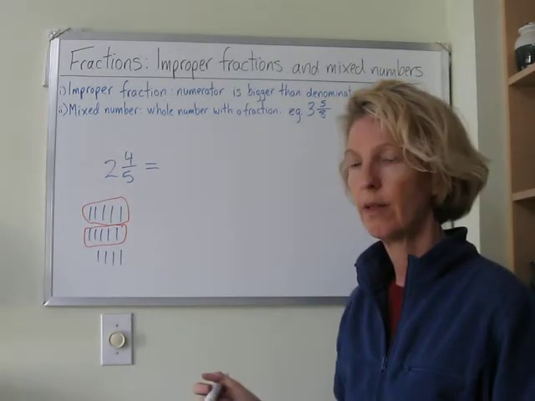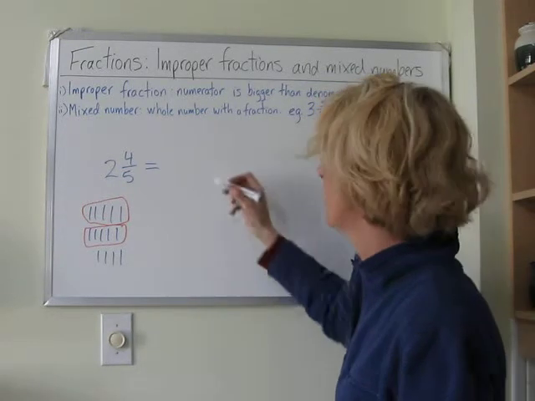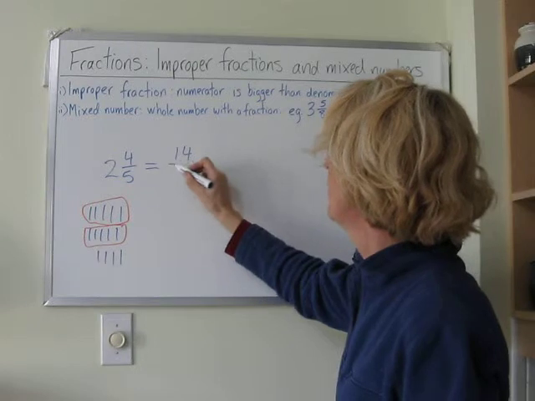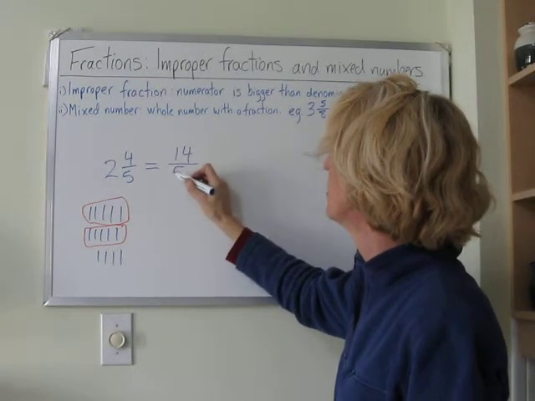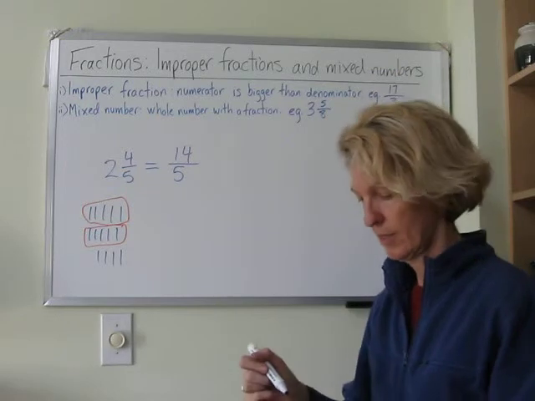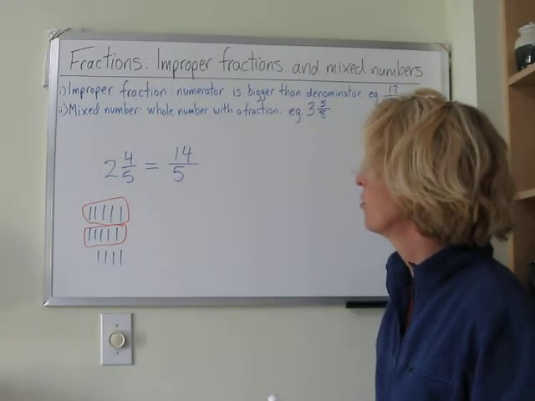How many sticks do we have in total? We have 14. Yeah, you agree? Okay. 14 is the number of sticks that we have, and our denominator is? 5. The denominator always stays the same when you're going from a mixed number to an improper fraction.